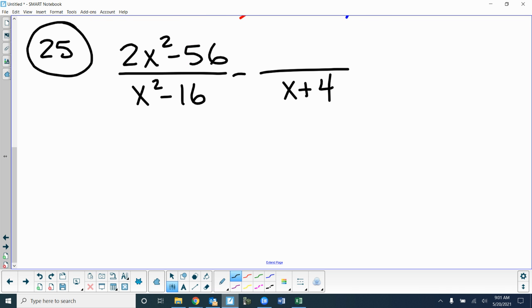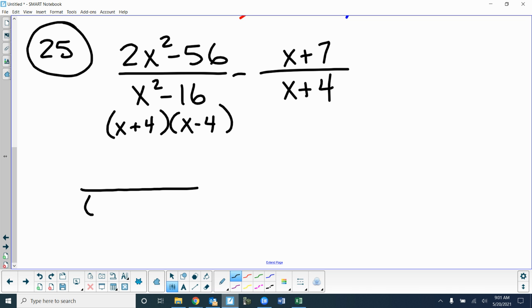Factor this first denominator. X minus 1. Did you say 1 or 4? 4. I thought that's what you said. Yeah, it's a difference of squares. Square root of x squared is x. Square root of 16 is 4. Right? So what's the common denominator? Plus 4. That's it? Plus 4? And x minus 4. Yeah, whatever shows up, you write down, right? Very good.